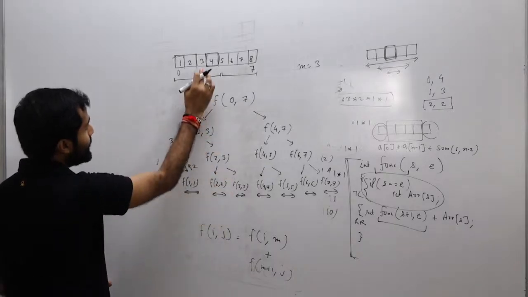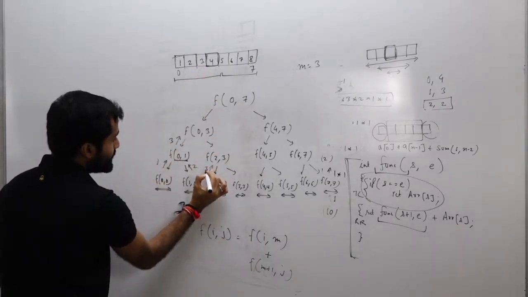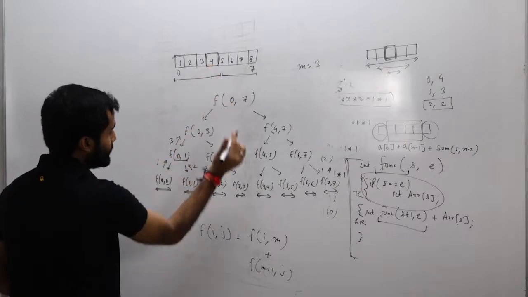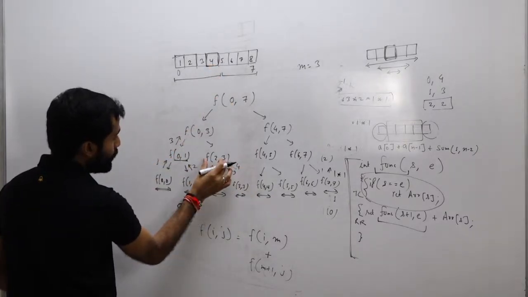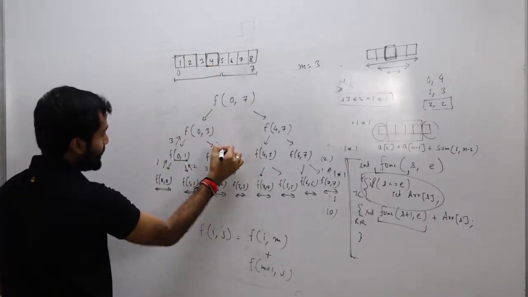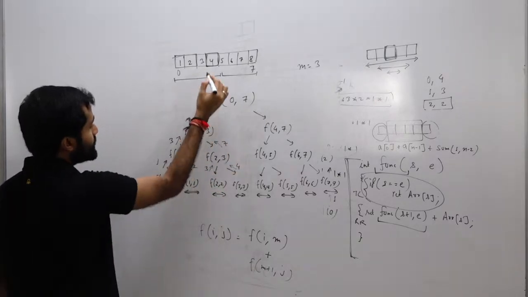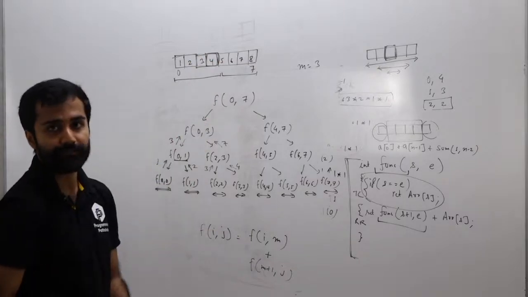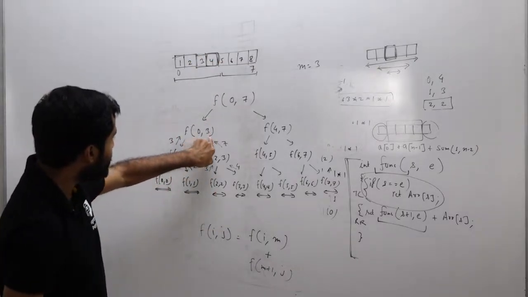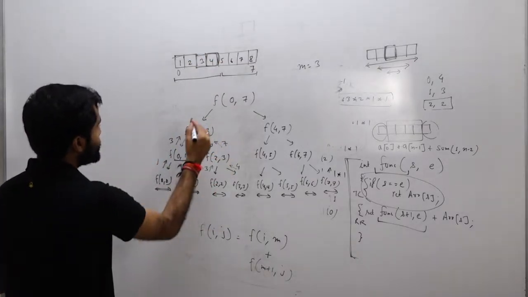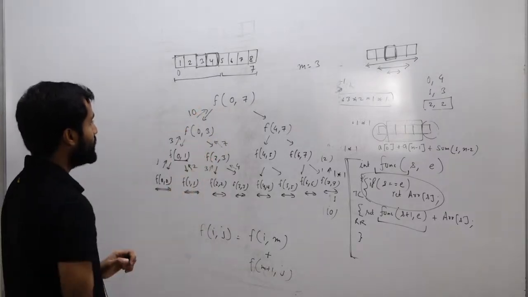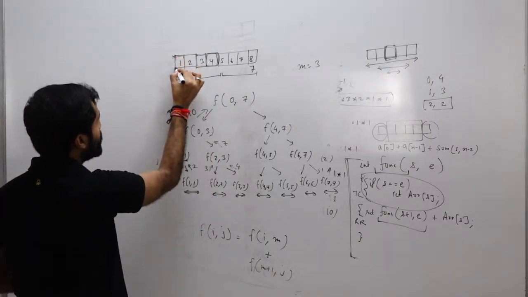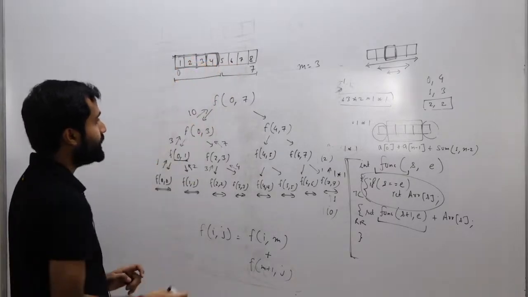Now if you look up at this and that, f from 2 to 2, what will it return? It will return the element at index 2, which is 3. Similarly, it will return the element at index 3, which is 4. And now what will it return? 3 plus 4, which is 7. And it makes absolute sense, because the sum from index 2 to index 3 is actually equal to 7. Now if you look at it, it will return 3 plus 7, which is 10, which again makes sense, because the sum from index 0 to index 3 is actually equal to 10.